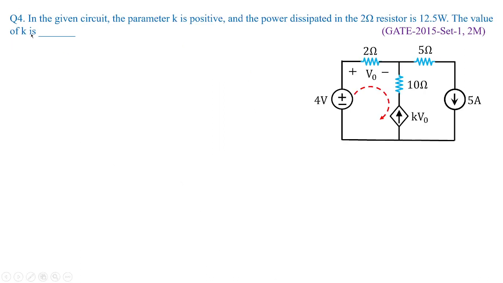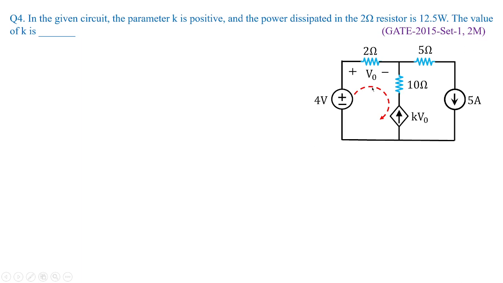In the last problem, in the given circuit, the parameter K is positive, and the power dissipated in the 2 ohm resistor is 12.5 watts. The valuable information is given. The value of K is dash, and this was asked for GATE 2015 under set 1 for 2 marks.